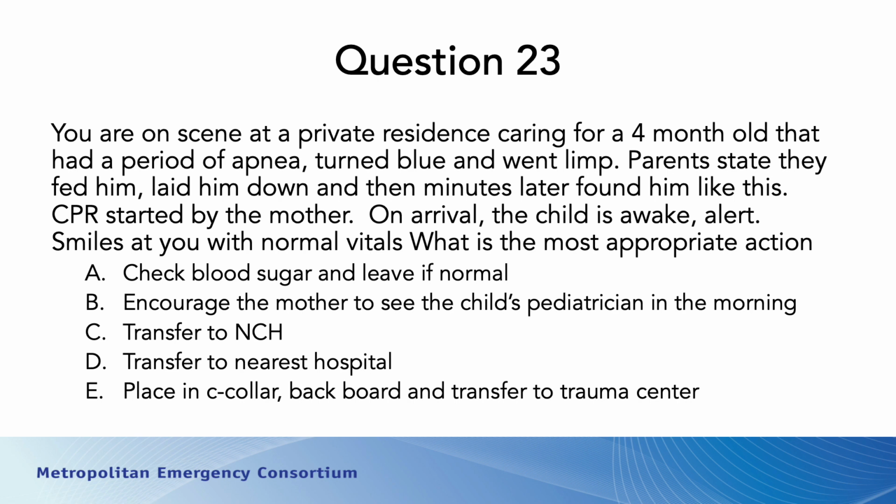Check a blood sugar and leave. Blood sugar is a good thing, but the true answer is going to be C, and I'll finish up going through them. This kid had a BRU, B-R-U, a brief, resolved, unresponsive event. This kid is high risk because they're under 6 months of age, parents did CPR, and the child went limp and turned blue. So we don't know what causes this. The BRU is caused by, many times it is benign, but we don't know. It could be cardiac, it could be respiratory, it could be a lot of things.